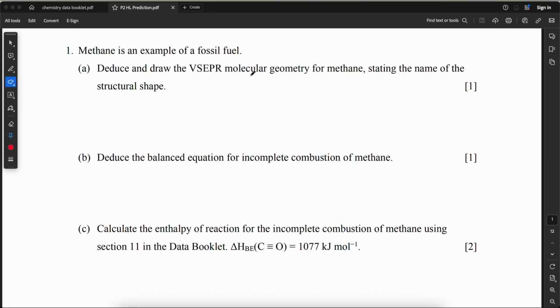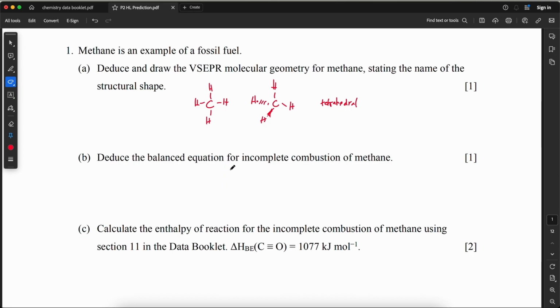Methane is an example of a fossil fuel. Deduce and draw the VSEPR molecular geometry for methane, stating the name of the structural shape. So this would be the structure, or you can do it this way. And this would be tetrahedral.